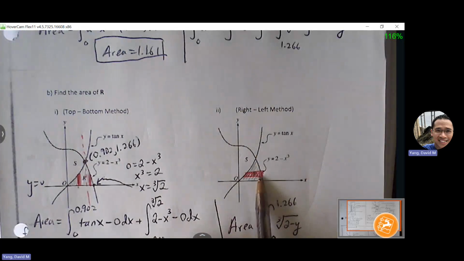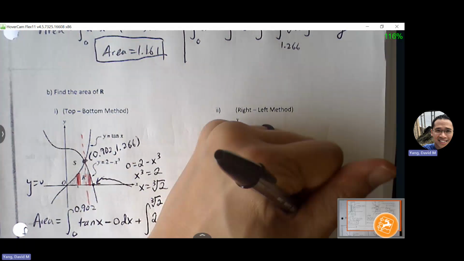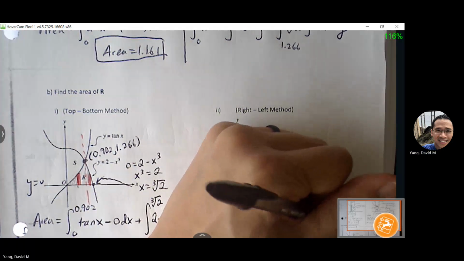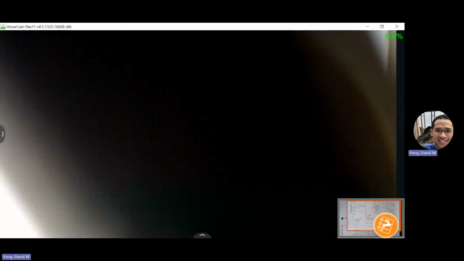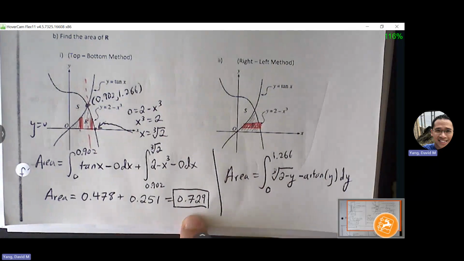So the right endpoint is sitting on the cube root of 2 minus y. The left endpoint is sitting on the arc tangent of y, or inverse tangent of y. Insert that in your calculator. Again, you're using x's in your calculator, but we should get the same answer.